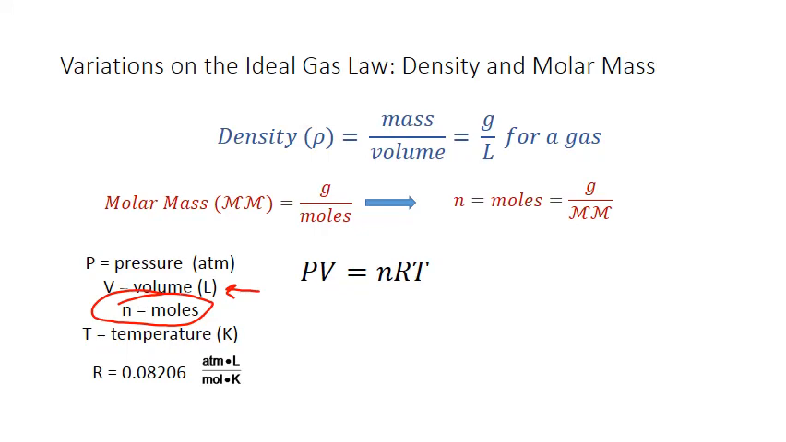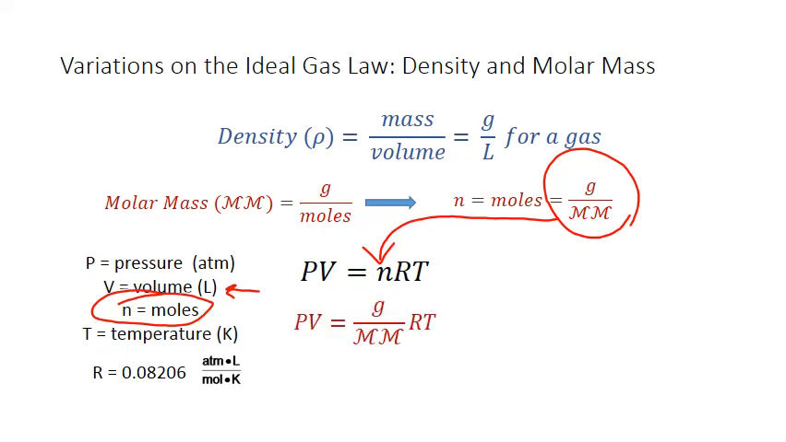And we can now substitute this expression into our ideal gas law, and we incorporate a unit for grams. So this is what that looks like. Pressure times volume equals grams divided by molar mass of the gas times R, the ideal gas constant, times T, temperature.